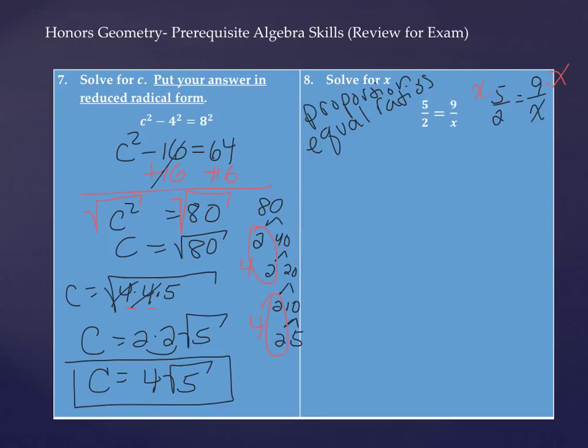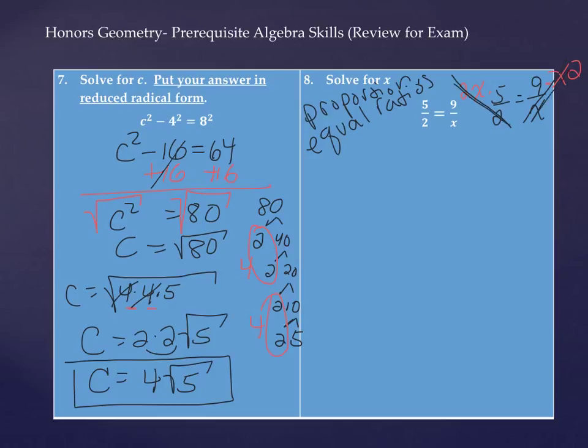How do you undo division of 2? We multiply by 2. Whatever I do on one side, I do on the other. Now here's what happens with this cross multiplication. 2 divided by itself reduces to 1, and x divided by itself reduces to 1.